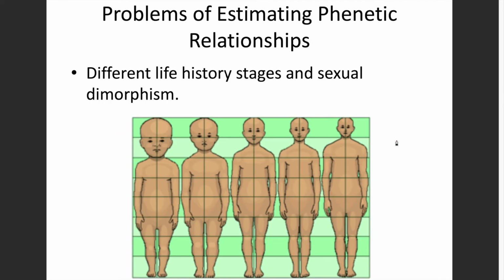But of course, there's also a problem with Phenetics. The first one is that, since there are differences in stages in your organism, different life stages and sexual stages in your organism, for example, the different allometry of your organism, you can have a skewed, or it can affect your data points.